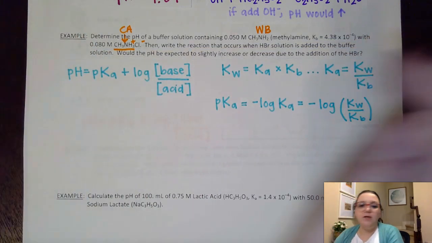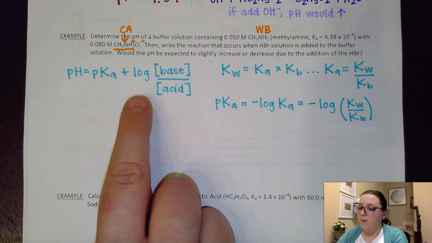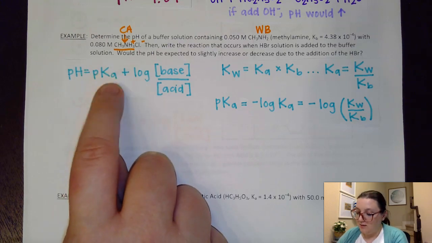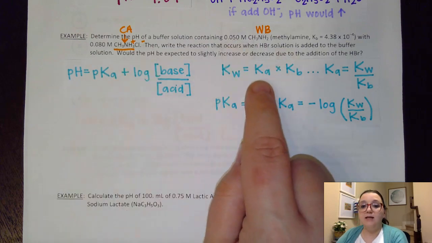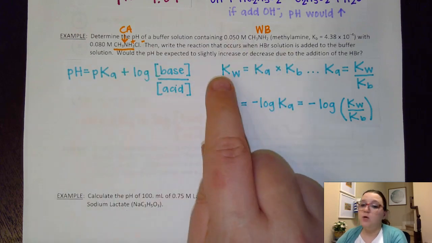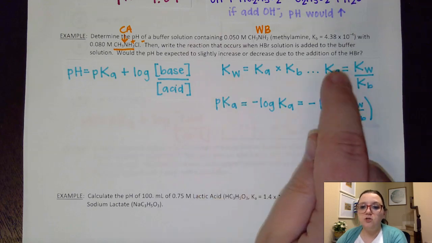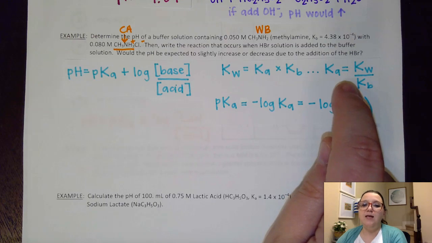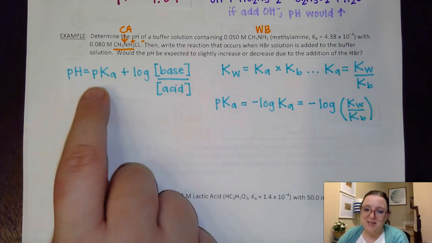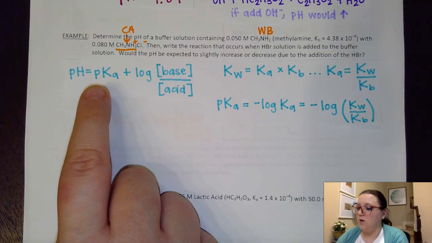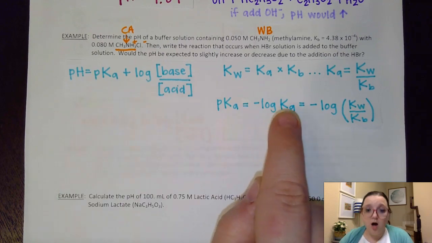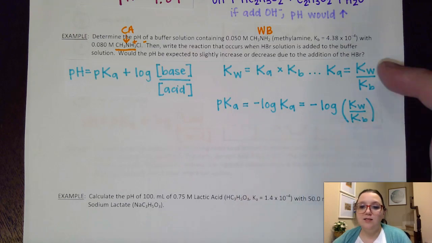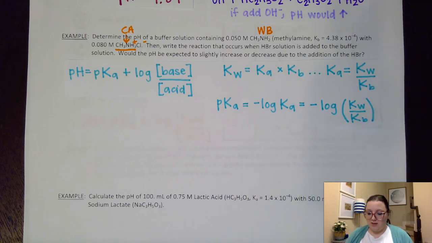First off, we know we need the HH equation, okay? But I don't have Ka. So in order to get Ka, I would utilize Ka times Kb equals Kw. So I went ahead and rearranged to solve for Ka, which would be Kw over Kb. Now, technically, this is pKa over here, and so I need to take the negative log of the Ka. So that means I need to negative log this division here, this Kw divided by Kb.